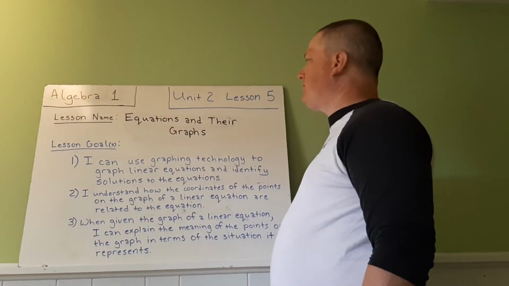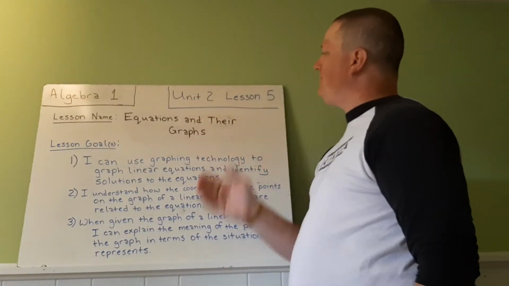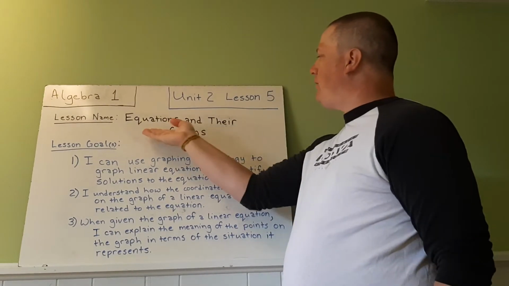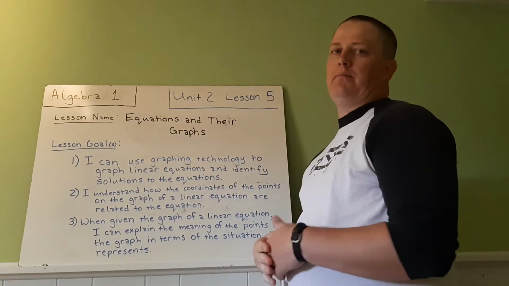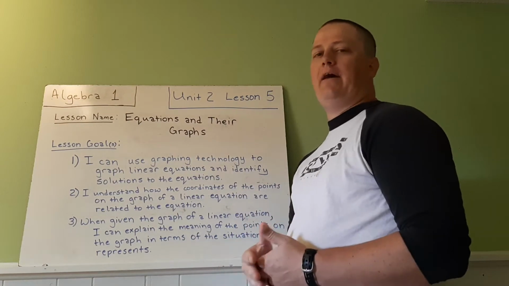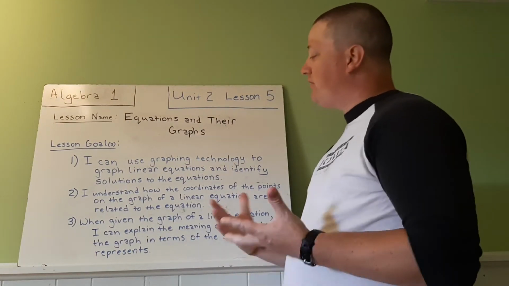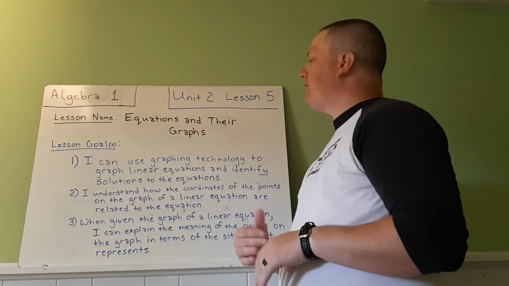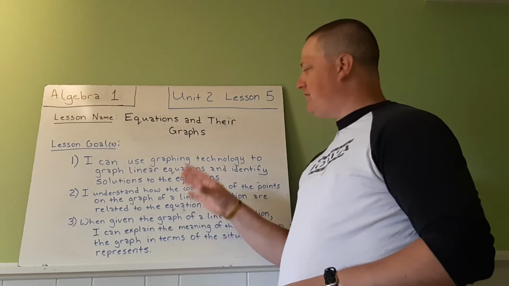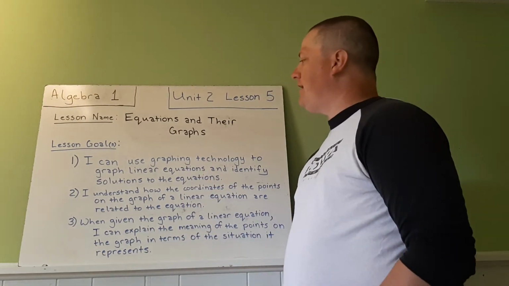All right, Algebra 1 students, let's look at Unit 2, Lesson 5, which is equations and their graphs. So we're going to be looking at the equations and the graphs that go along with them. So there's 3 goals here. They're longer, so take your time, pause if necessary to write these down, and here they are.